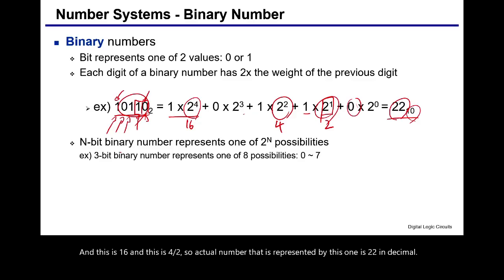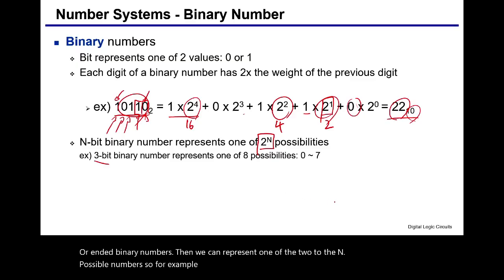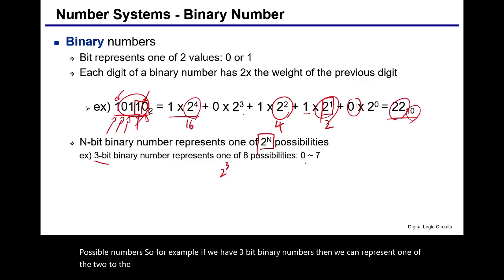If we have n-bit binary numbers, then we can represent one of 2 to the n possible numbers. For example, if we have 3-bit binary numbers, then we can represent one of 2 to the 3 integers, or integers ranging from 0 to 7.